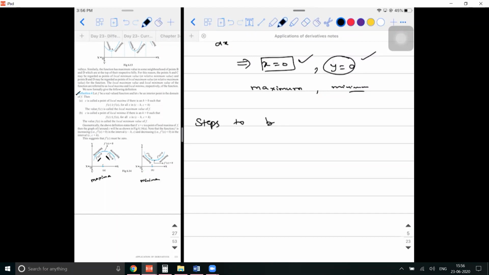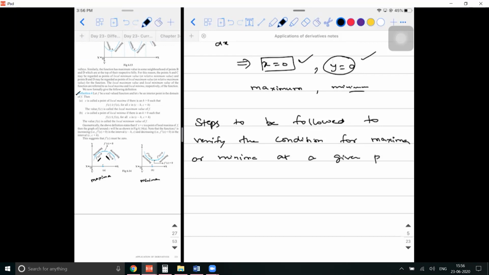Steps to be followed to verify the condition for maxima or minima at a point. So what is the first step? Differentiate y is equal to f of x.